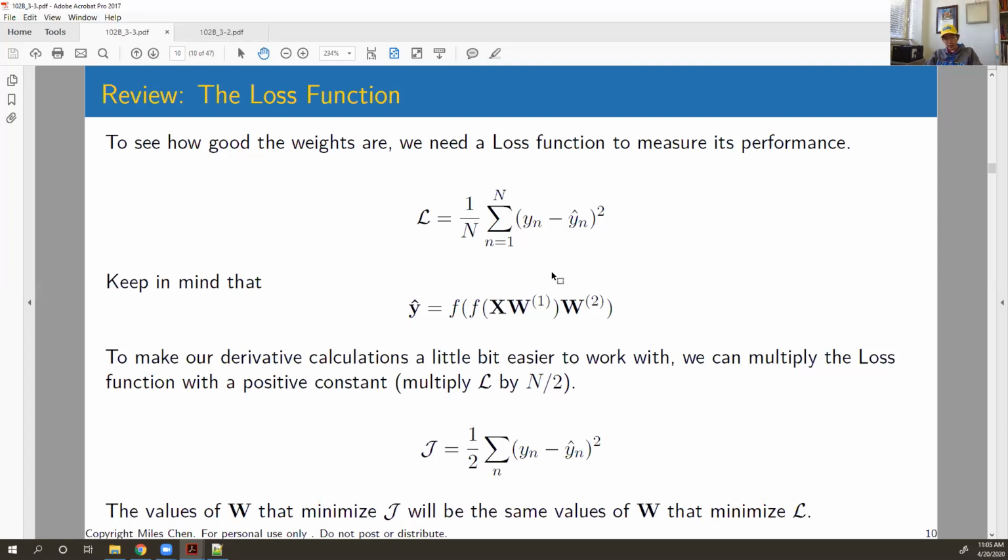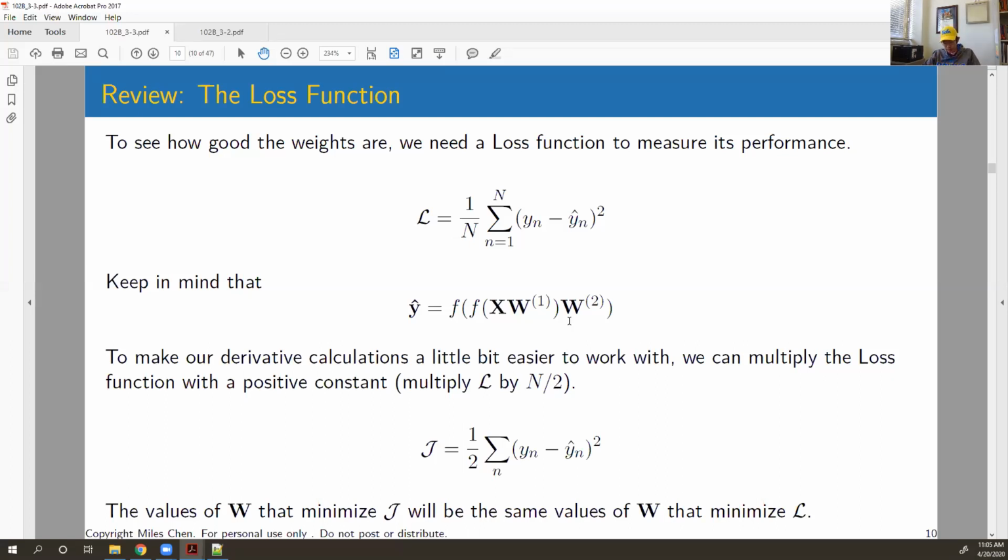And we keep in mind that to calculate our loss function, we need to figure out our Y hat values. Our Y hat values are found by doing X times W1, applying the function on that, multiplying that by W2, and applying the function on that. So in order to evaluate our loss function, we need to calculate our Y hats. And what we want to do next is we want the gradient. We want to see how much our loss function changes with respect to our two weight matrices. We want the gradient with respect to W2. We want the gradient with respect to W1.